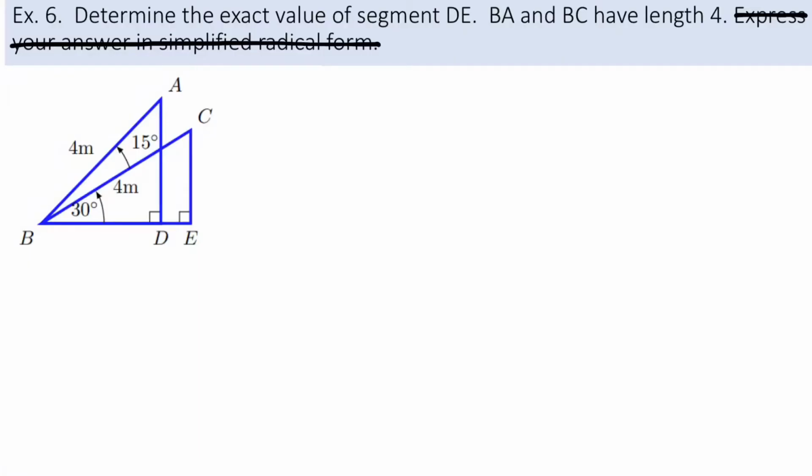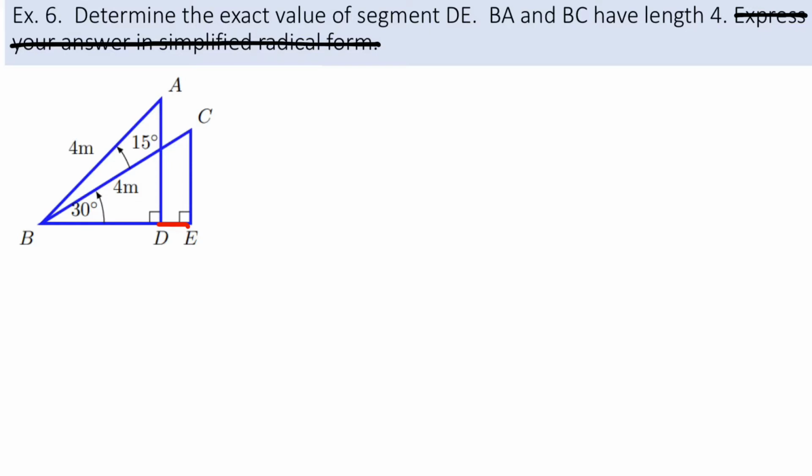In this example, we're asked to find the exact value of segment DE. So this here is segment DE. BA and BC have length 4. So those are these two hypotenuses right here. These are both of length 4. So this is a triangle on top of a triangle problem.